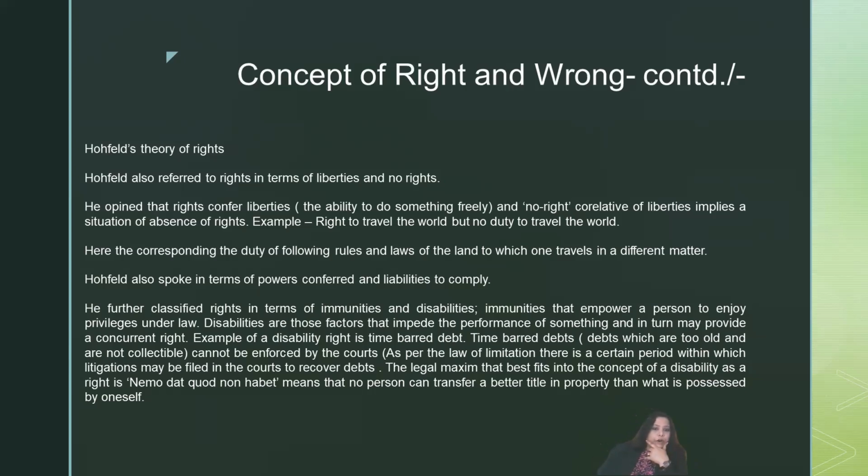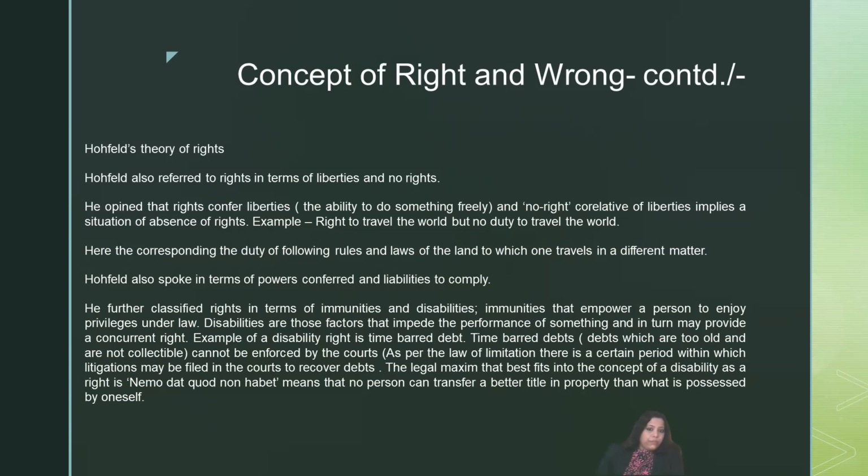Now, Hohfeld's theory of rights. Hohfeld referred to rights in terms of liberties and no rights. We said a no right means one that does not impose a duty on another. For example, you have the right to travel the world, but it is not a duty to travel the world. Then I think this is the slide which you were stuck with.